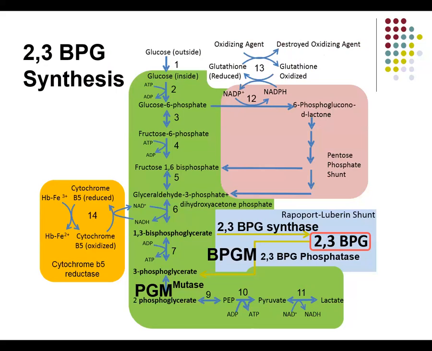Now, the activities I described, the synthase activity and the phosphatase activity, are present at the same active site on the same enzyme, and this enzyme is called bisphosphoglycerate mutase, abbreviated BPGM. The ratio of synthase activity to phosphatase activity is controlled to some degree by the pH. Note that 1,3-bisphosphoglycerate and 3-phosphoglycerate are intermediates of glycolysis, so the ultimate precursor for 2,3-BPG is glucose.